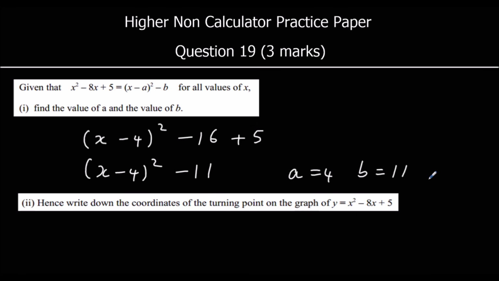Hence, write down the coordinates of the turning point. What makes the bracket 0? That's 4. If the bracket's worth 0, what's left? Minus 11.